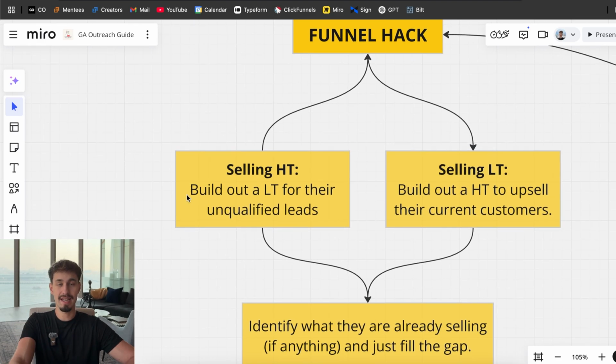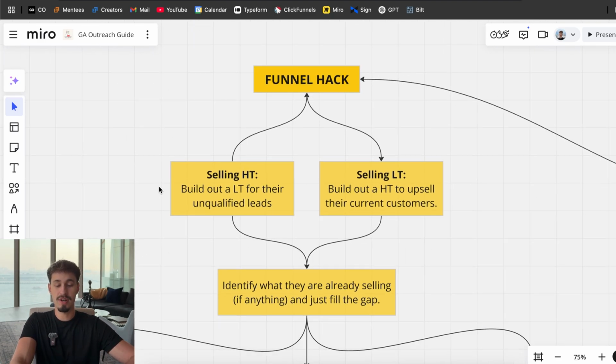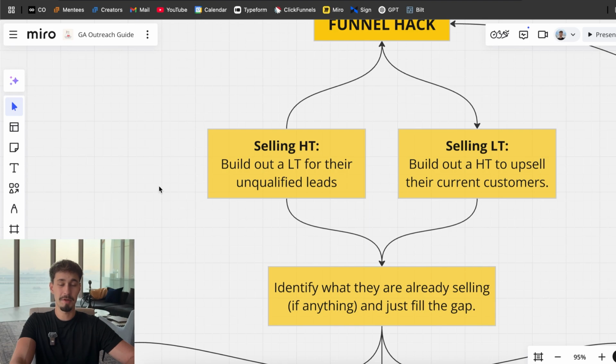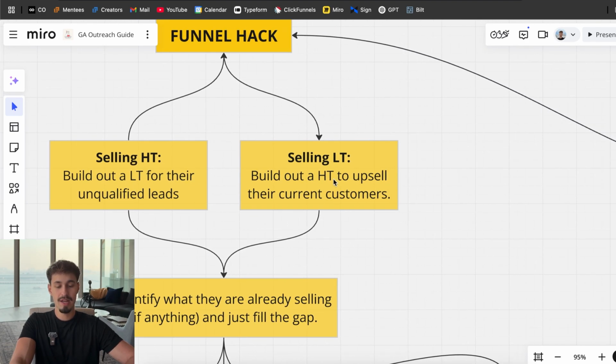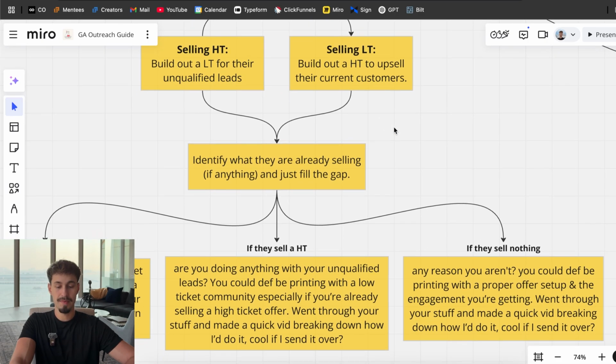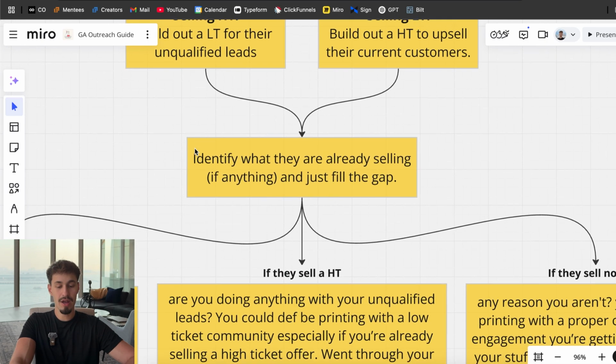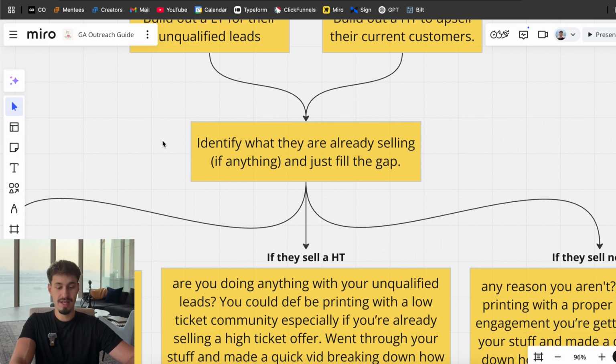If they're selling a high ticket, like I said, you got to pitch them the inverse of what they're already doing. If they sell a high ticket, that means you're pitching them on building out a low ticket for their unqualified leads. And if they sell a low ticket, you're pitching them on building out a high ticket to upsell their current customers. There you go. So what you got to do is identify what they are already selling, if they're selling anything, and just simply fill the gap.